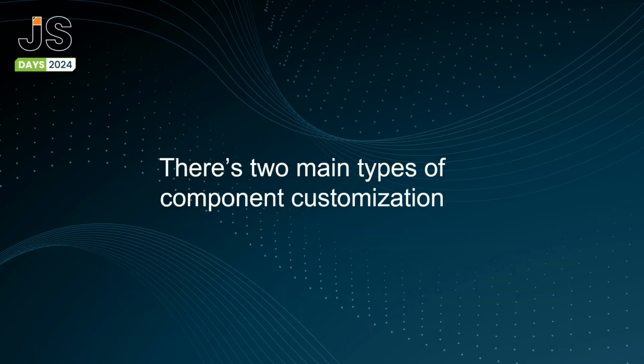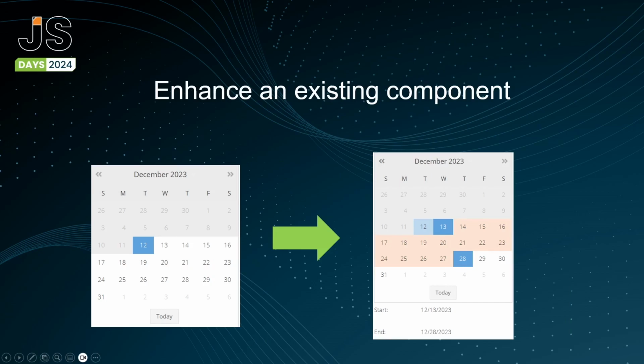There's primarily two main types of customization. The first one is enhancing an existing component. It's not always necessary to start from scratch or try to reinvent the wheel. Enhancing an already existing component in Ext JS allows us to leverage the features already developed and focus solely on key modifications.